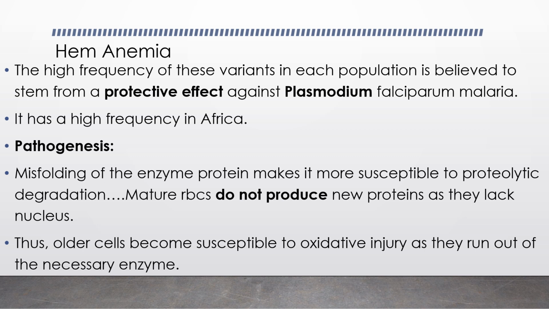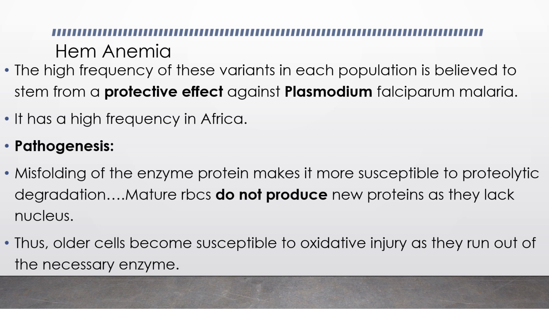In areas where this G6PD deficiency is found more, they see that it is because of a protective effect against Plasmodium falciparum malaria. In Africa, there's a lot of Plasmodium falciparum malaria, and this disease is seen more so in Africa actually.